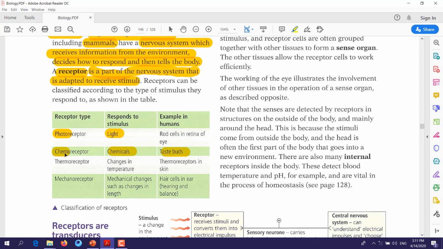Taste buds are examples of chemoreceptors. Then thermoreceptor. The word thermo comes from thermal, which means heat. So thermoreceptors respond to a change in temperature. Where do we have thermoreceptors? In our skin. Then mechanoreceptors. Mechano comes from the word mechanical, so a mechanical change such as a change in length. Example, hair cells in the ear, for hearing and balancing.